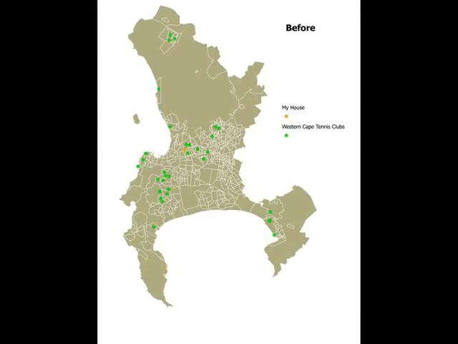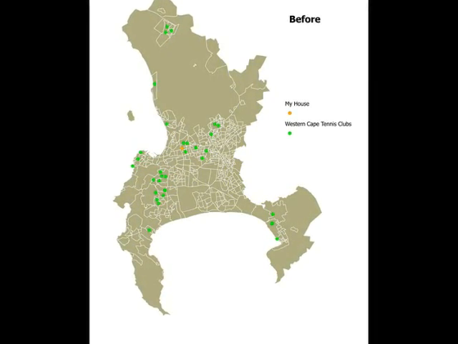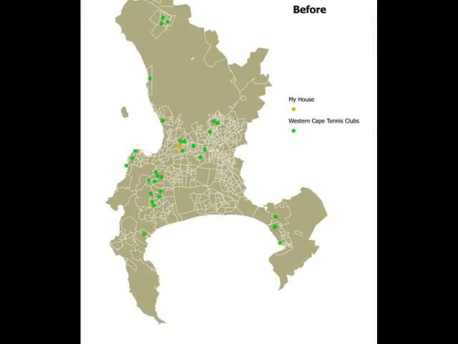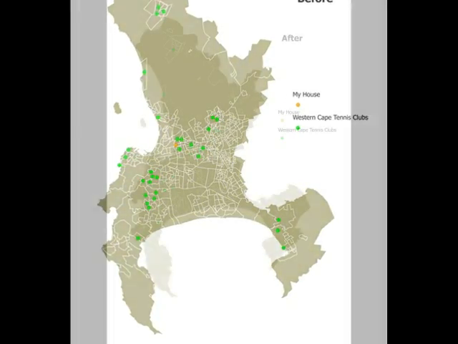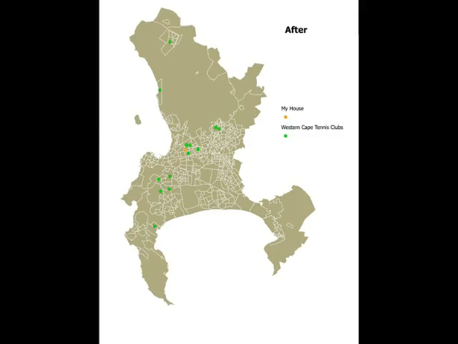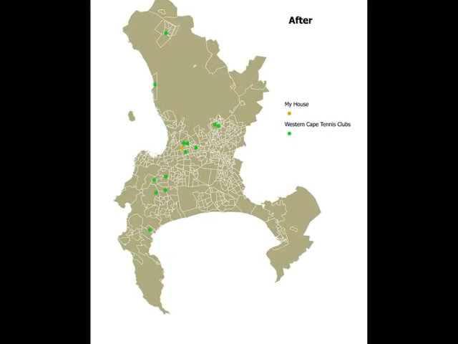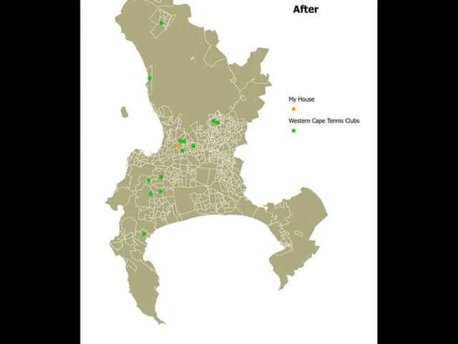The result of the query analysis was as follows. This is the image before the analysis, and these are the results after the query analysis. There were 13 clubs that met the 400 Rand requirement.